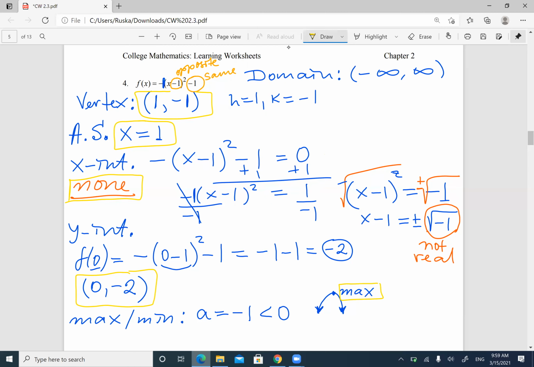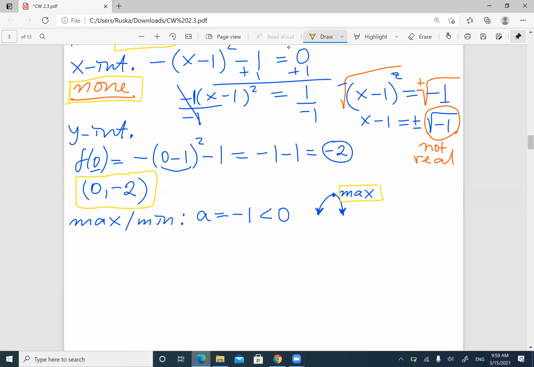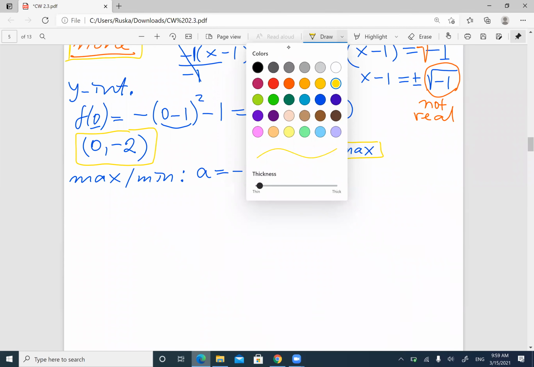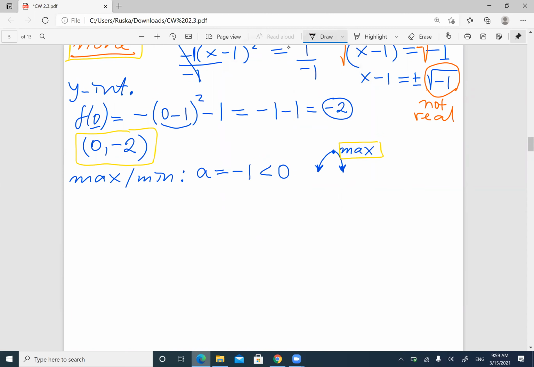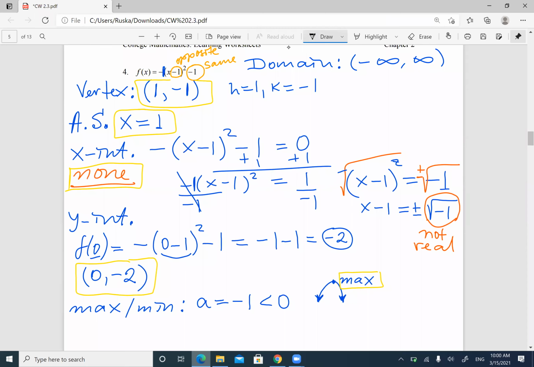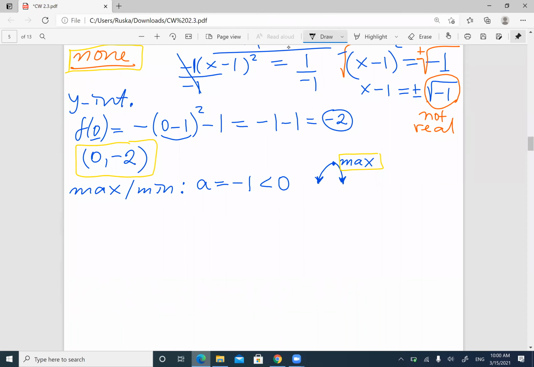Okay, then we have to graph it. So let's do the graph now. We have no x-intercepts, and the vertex is (1, -1). So we're going to start with the x-axis and y-axis.